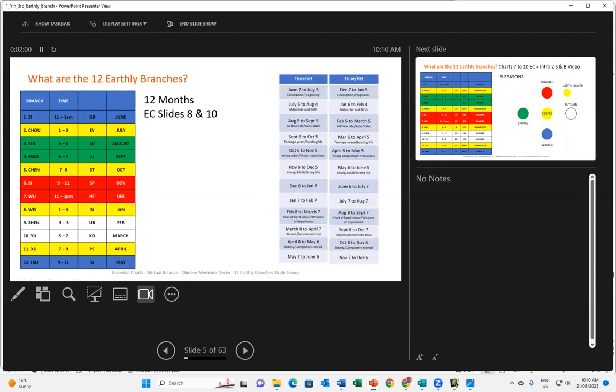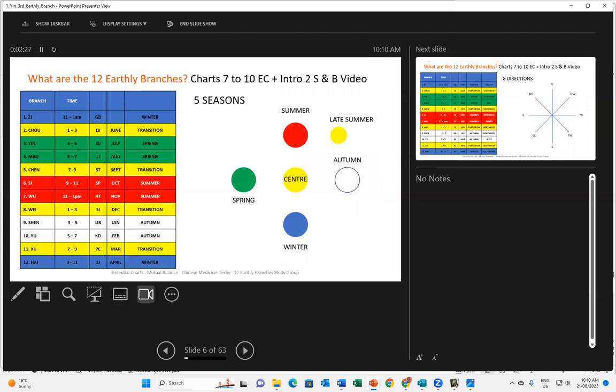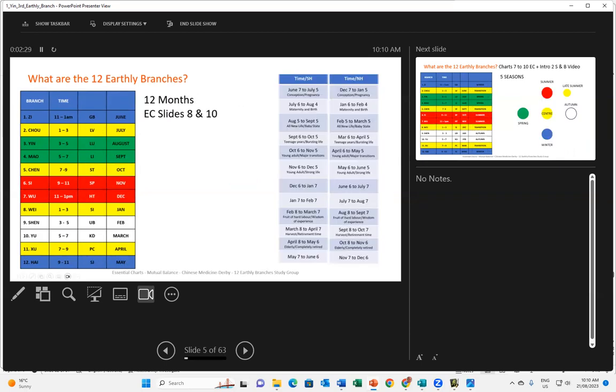They also relate to the months. Now, the months here are transposed for the southern hemisphere. The northern hemisphere dates for each month are in this column here. So in the southern hemisphere, June 7th to July 5th is December to January in the northern hemisphere, right in the middle of winter, you can say. There are also slides 8 to 10 that describe the transitions of the months.